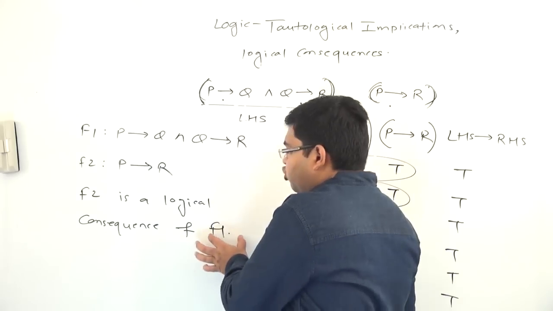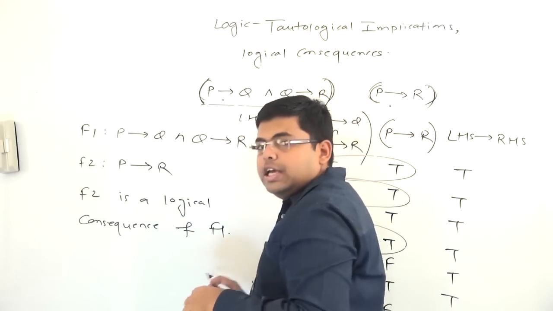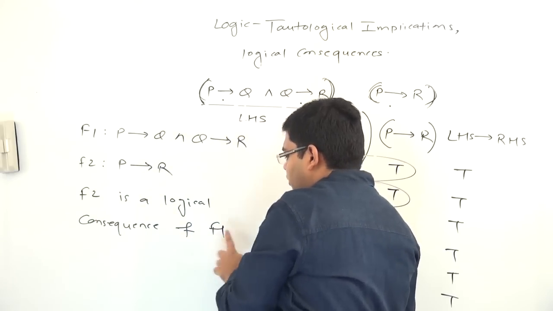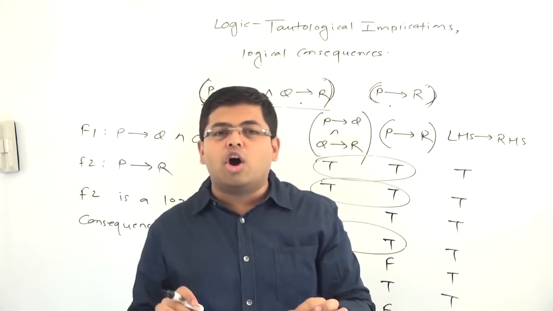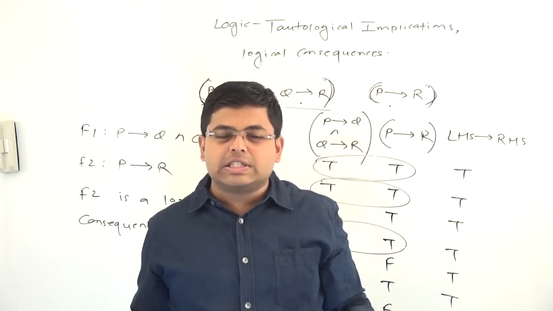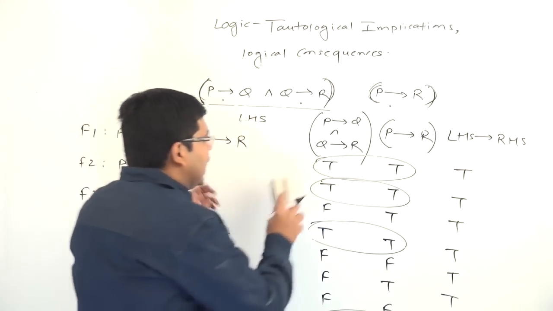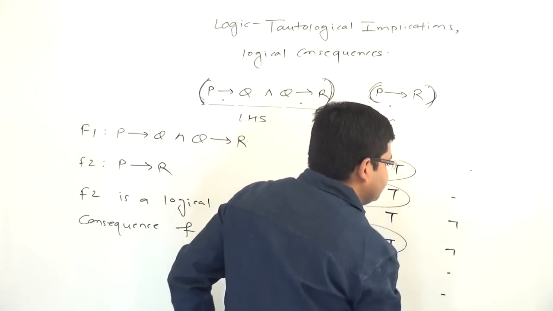Now, "F1 implies F2 is a tautology" and "F2 is a logical consequence of F1" are not two different sentences. They mean exactly the same thing. Now, I will write down what I am trying to say.